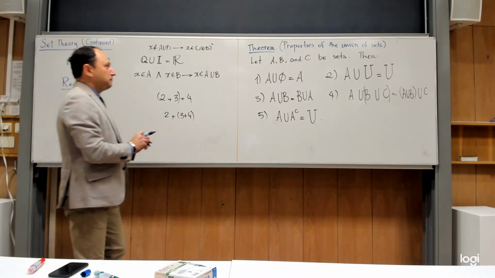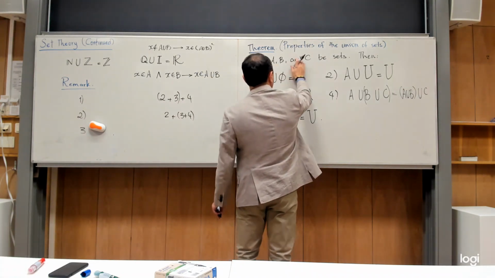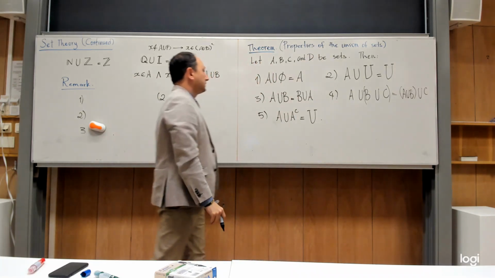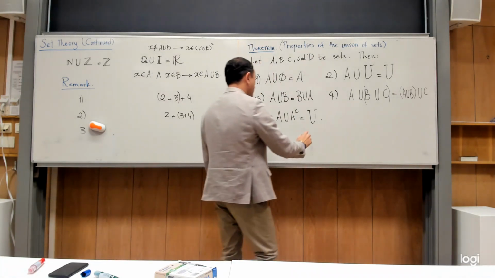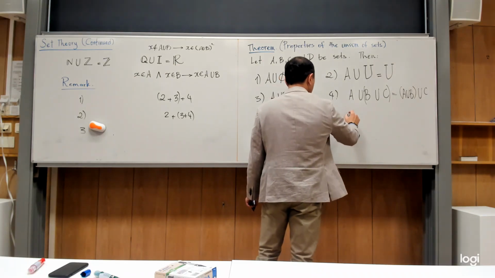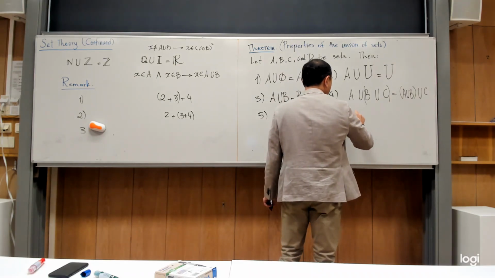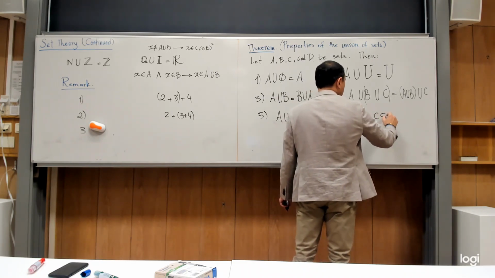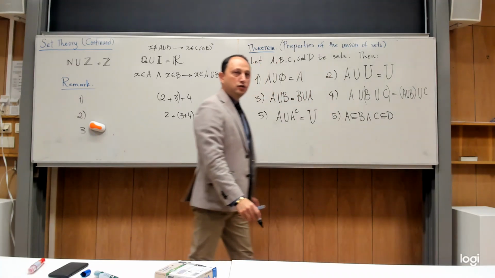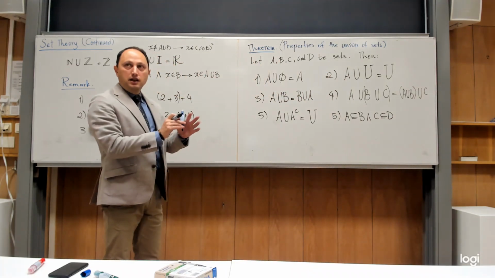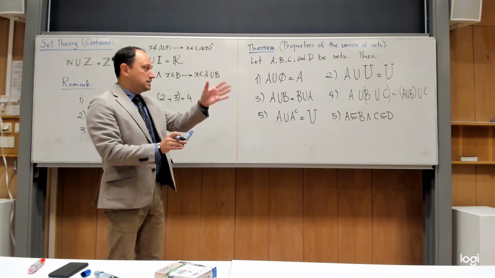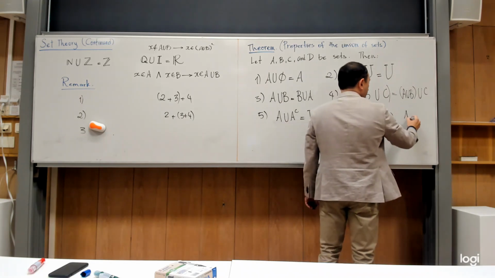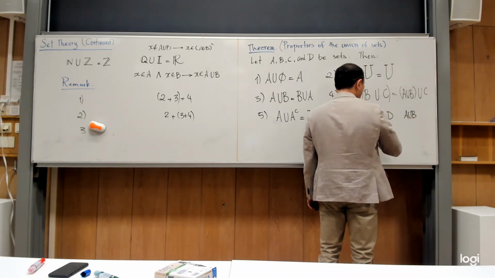Okay, let me add something to this. Let A, B, C, and D be sets. I want to add something here before ending this. If you tell me that A is a subset of B and C is a subset of D, it's very intuitively clear. So I have 4 sets. A is a subset of B, C is a subset of D. Now I union these two, A union B, and I union these two.